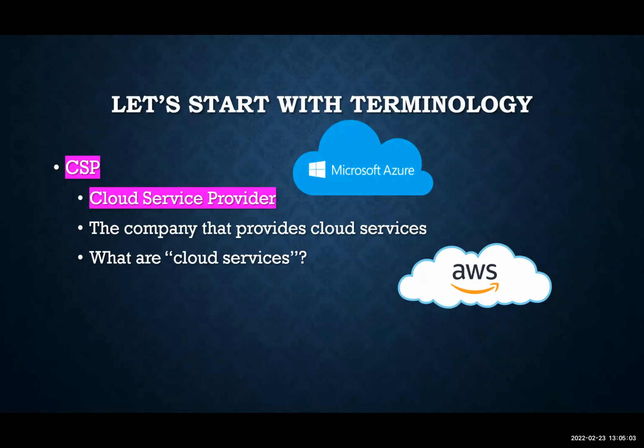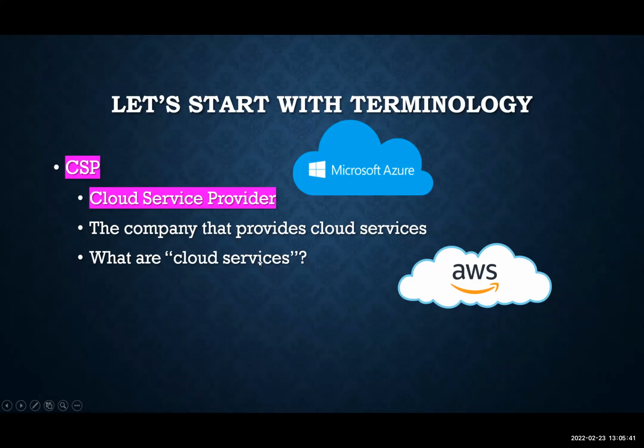The first thing is going to be a CSP, and I've even highlighted it in this funky purple color to make it prominent. CSP, a cloud service provider. That's the abbreviation for our providers. And we're talking about AWS, we're talking about Microsoft Azure, we're talking about Google Cloud, we're talking about Oracle, IBM, Alibaba. These are companies that provide cloud services. Now, what exactly is a quote unquote cloud service?